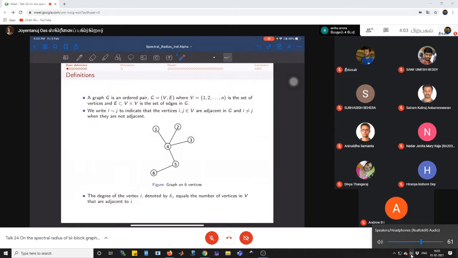Okay. So the next definition is the degree of a vertex. The degree of a vertex i is the number of vertices adjacent to i. For example, 5 is adjacent to 4 and 6, so the degree of 5 will be 2.